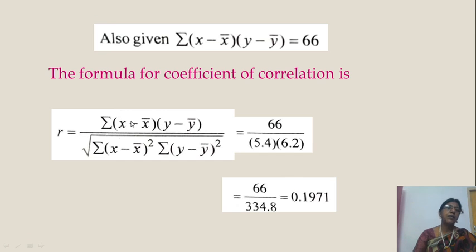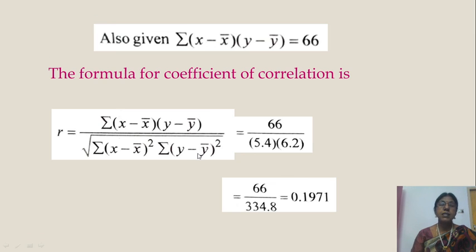What is sigma x into y? This is the formula. In place of this put capital X. Directly, the formula is gamma is equal to sigma xy by sigma x into sigma y. So this is capital X, this is capital Y. So sigma capital X into capital Y is 66. Sigma x is 5.4, sigma y is 6.2. So you get 0.1971. So in this class we observed the formulas for correlation coefficient, mainly the mean method.